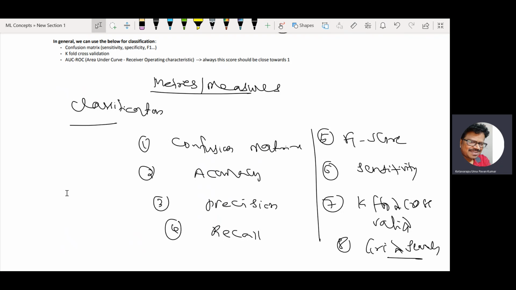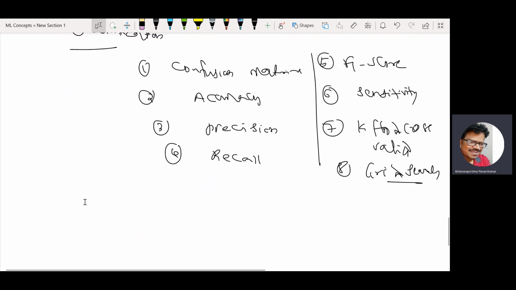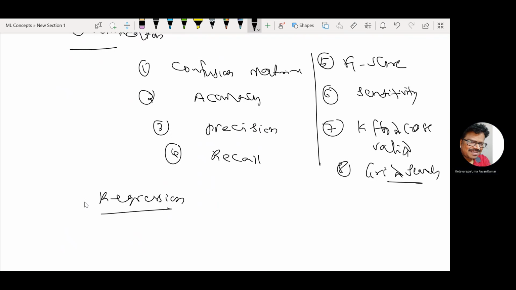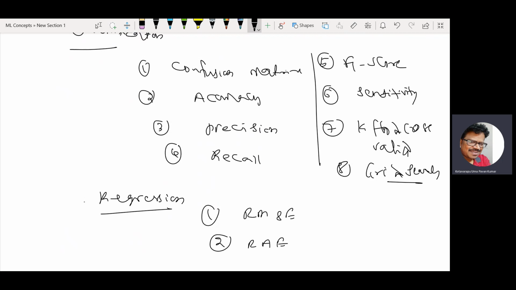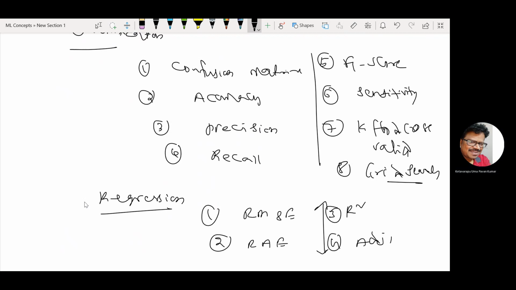AUC, ROC, confusion matrix, accuracy, precision, recall, all these conventions. Based on the requirement, you can opt for whichever, but definitely we get some questions on metrics also, guys. Can someone help me? Which are the metrics for regression, by the way? We have RMSE, root mean square error, and mean absolute error. As a machine learning practitioner, you should know all these things, guys. R square, adjusted R square. These are the flavors of various regression metrics or measures.